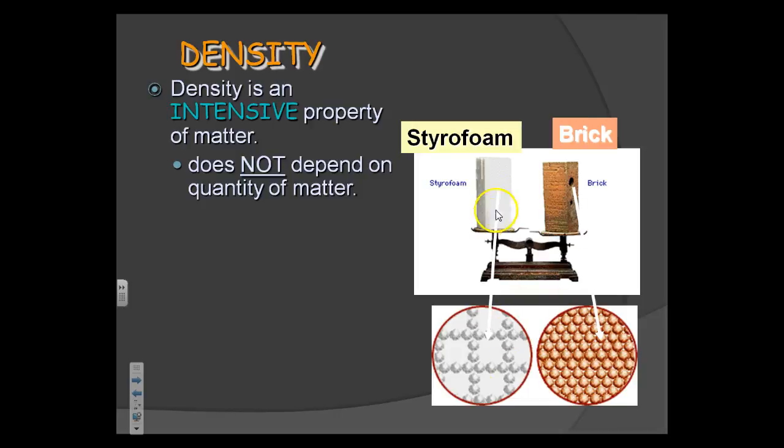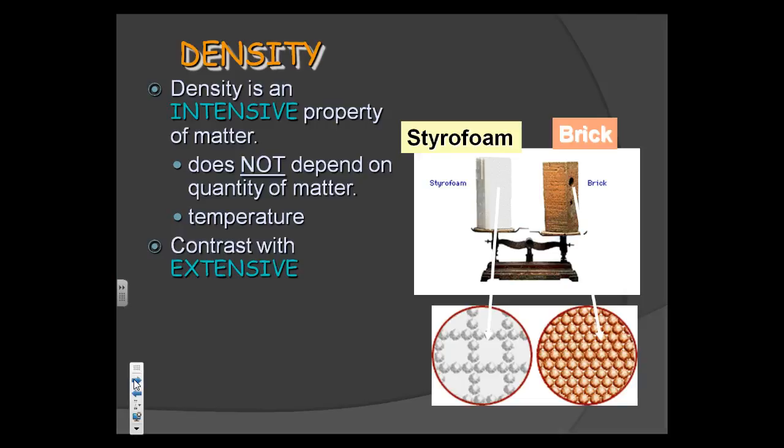Here's a difference on a molecular level of what we're talking about with density. In a brick, the particles are really, really close together, and so we've got a lot of mass per unit volume. In styrofoam, even though they're the same volume here, you can see the bricks are about the same size, we don't have as many particles. There are air pockets in the styrofoam, so it has less mass per unit volume, and when you would feel them of equal size, the styrofoam would feel lighter, but we would describe that as less dense.